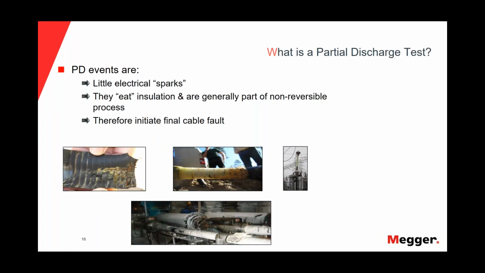Now, let's continue with the third method, that is the partial discharge test. The partial discharges are little electrical sparks, and they eat the insulation of the cable. Generally, partial discharge is a non-reversible process. We have exceptions for this, okay? For instance, in paper insulated cables, we have exceptions. But normally, in general, we will say that partial discharge is a non-reversible process. Therefore, they will initiate the final cable fault.